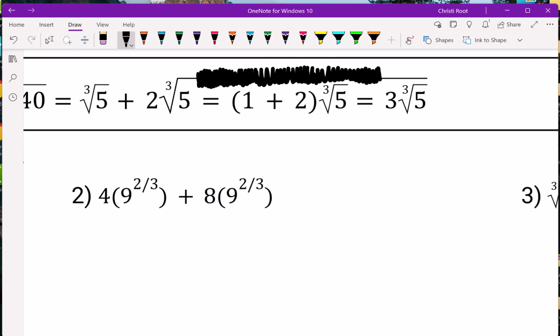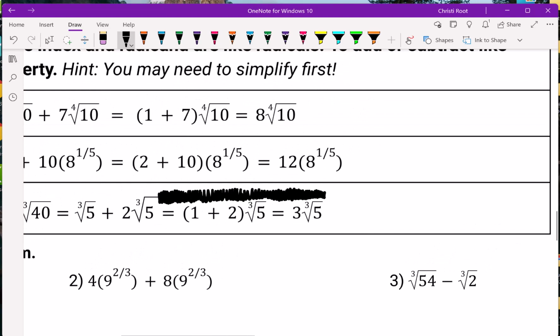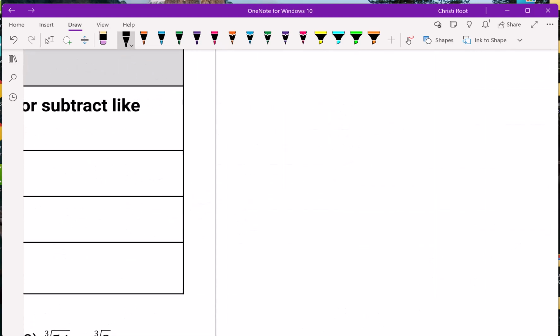While I'm marking that out, the rule for adding and subtracting radicals can be written in radical form or it can be written in exponential form. So you might have something that looks like the square root of x, okay, that's radical form. Or you might have something that looks like this, which is exponential form, but you guys know that they are the same. They're equivalent, okay?